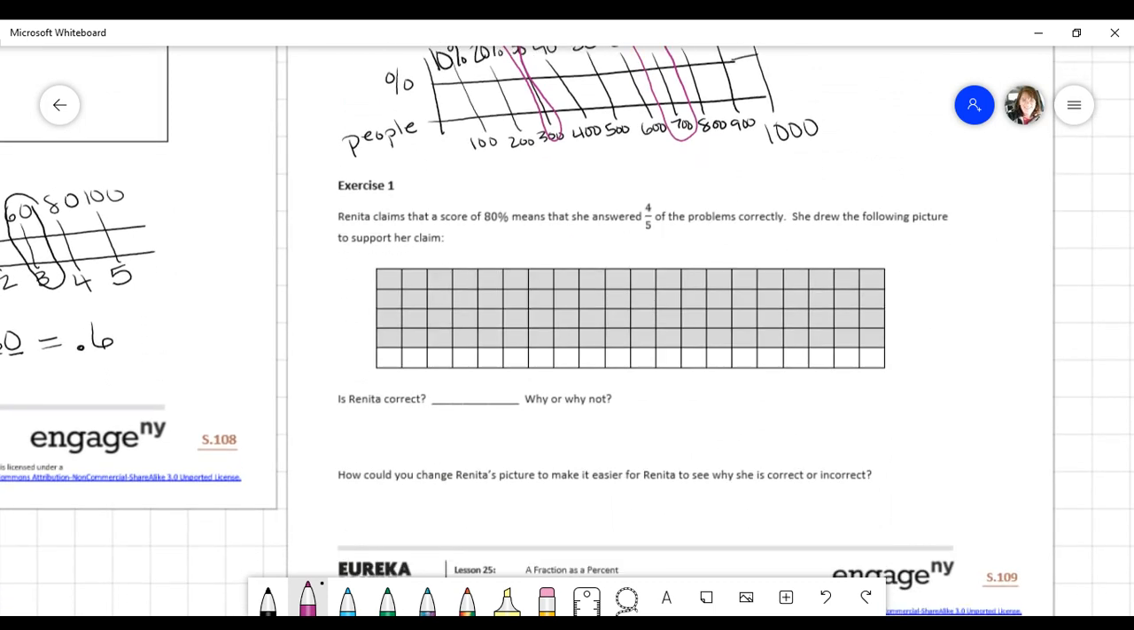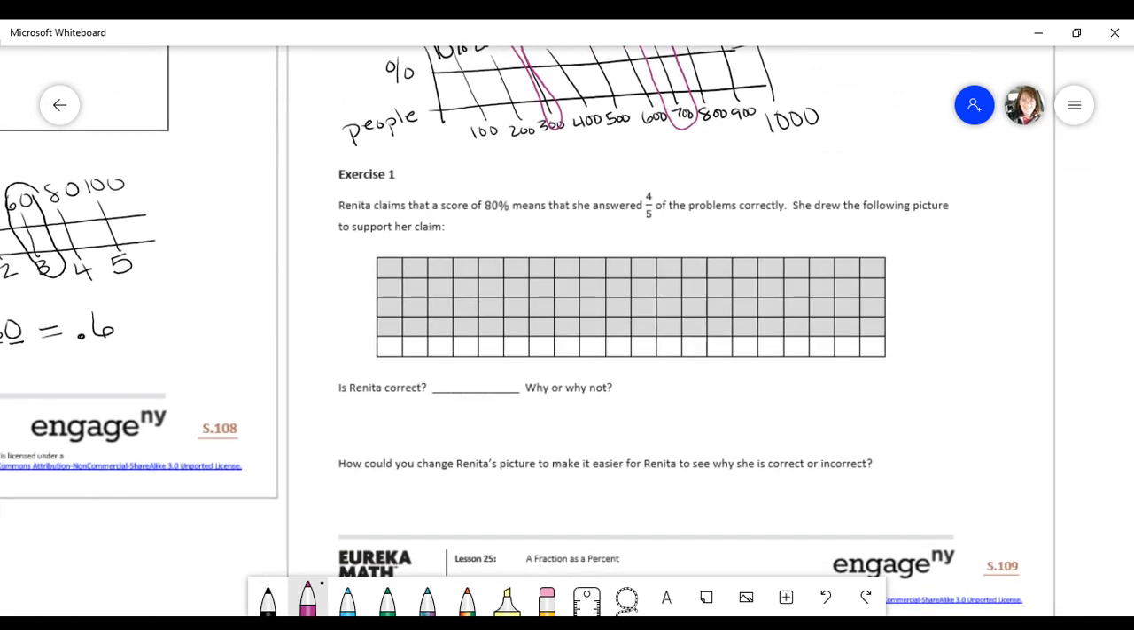All right, let's go on to exercise 1. Talks about Renita. And it says Renita claims that a score of 80% means that she answered 4 out of the 5 questions of the problems correctly. She drew the following picture. So take a look at the picture, and we're going to decide, is she correct? Why or why not? Is she correct?